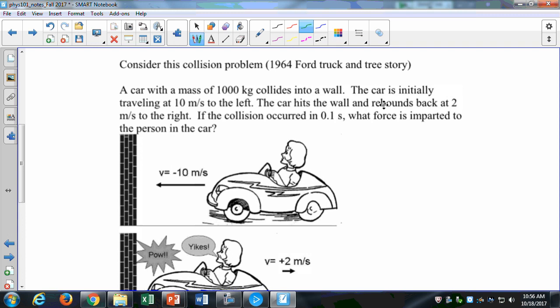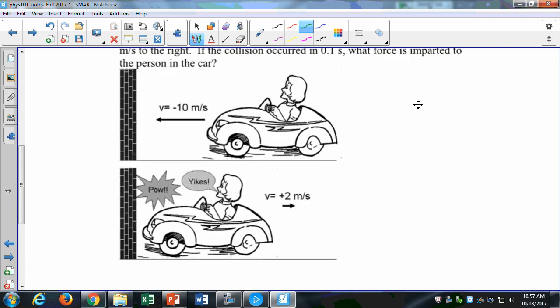So we can figure out the forces that are involved. If I take a truck, for example, that's going from a certain speed and then to rest, or maybe it bounces off of whatever you're working with, you can figure out the force that actually causes that change in speed. So let's consider this problem. Let's say that we have a car. It has a mass of 1,000 kilograms, smallish car, and it collides into a wall.